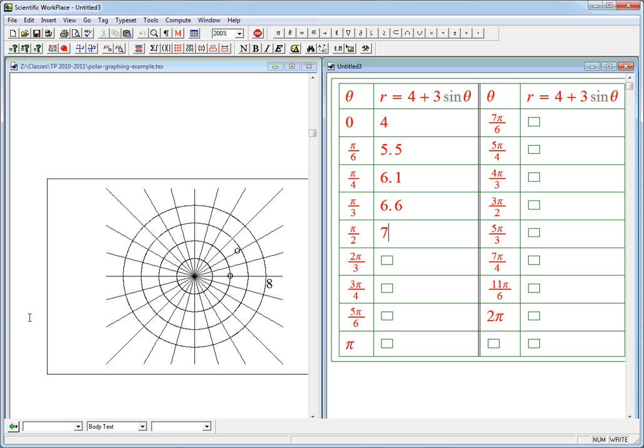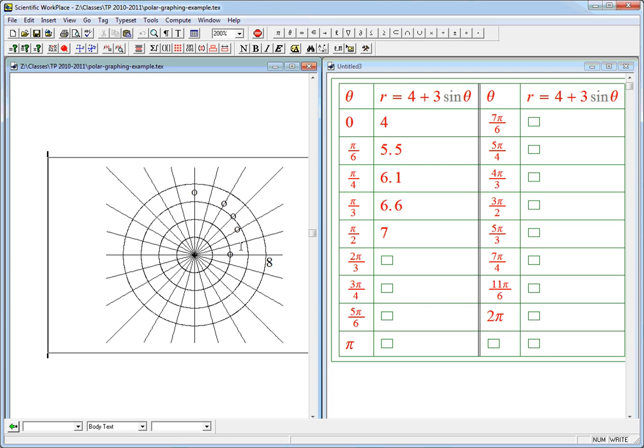We can continue that, and let's see what my next picture is. Yeah, so here's that all the way up through pi over 2. Now let's look at what happens when we go to 2 pi over 3. Here's where we start to see some patterns.